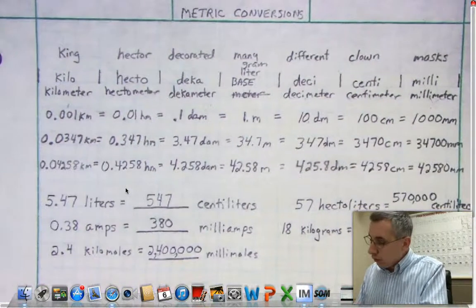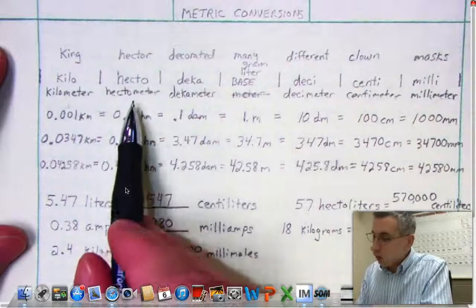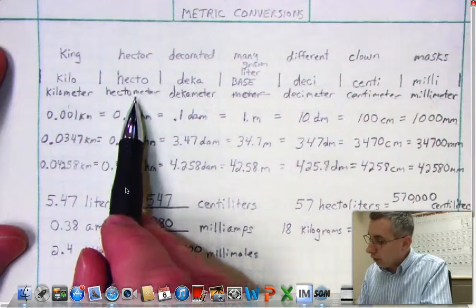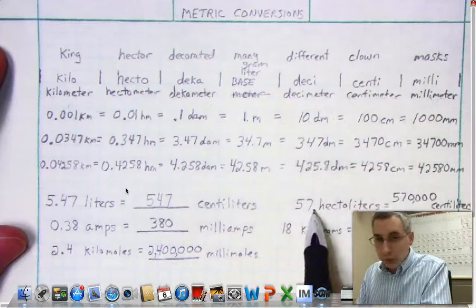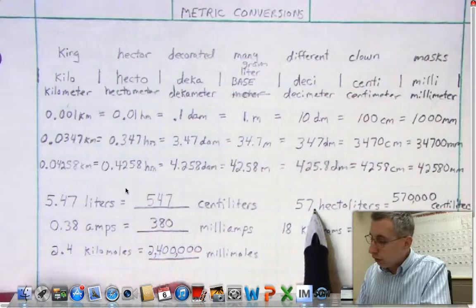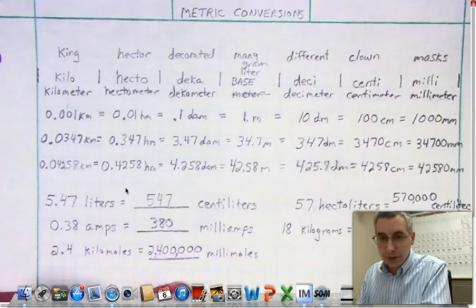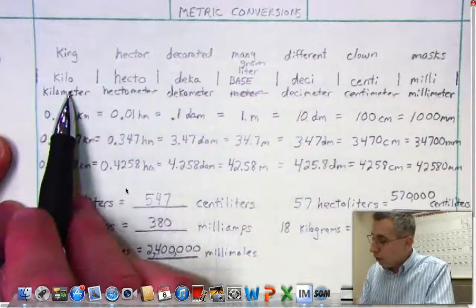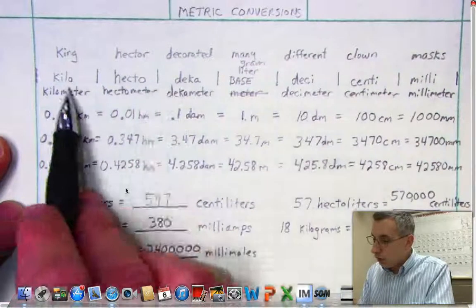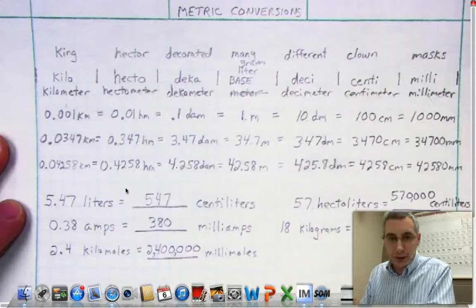Okay, we're back. For 57 hectoliters, you should have started over here at hecto and moved over to centi, so that would be 1, 2, 3, 4 places. So starting with your decimal after 57, move over 4 to the right, 1, 2, 3, 4, you should have 570,000 centiliters. For 18 kilograms, start with kilo and move to deci, so that's 1, 2, 3, 4. So add 4 zeros here, and you should have 180,000 decigrams.